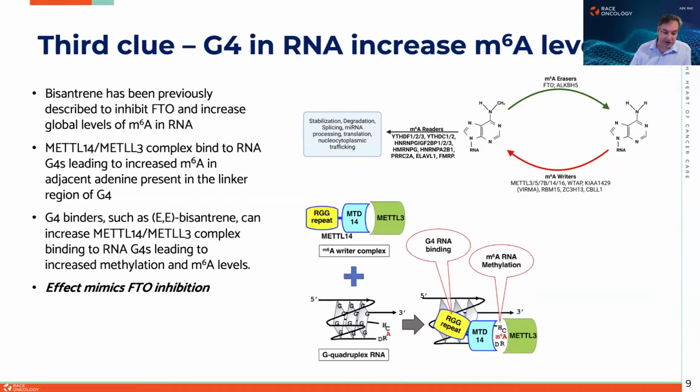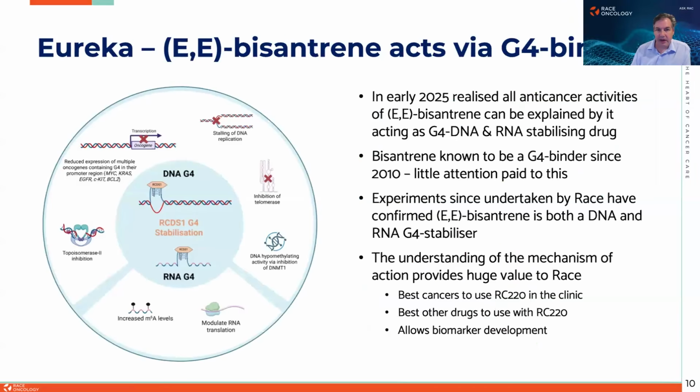And all the mechanisms of action that bisantrene has inside the cell can be explained through binding to G4 quadruplex structures, either in the DNA or in the RNA. And that really unifies the whole mechanism of action. It leads to a lot of downstream effects and makes bisantrene a really interesting and powerful drug, but we have one primary mechanism of action driving all of this activity. This is the eureka moment.